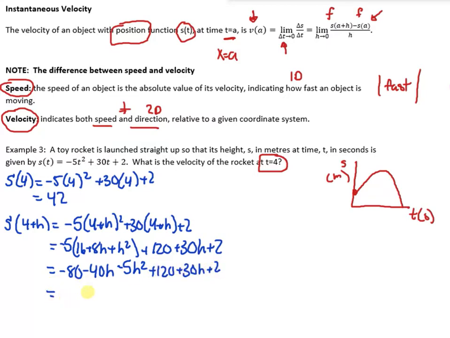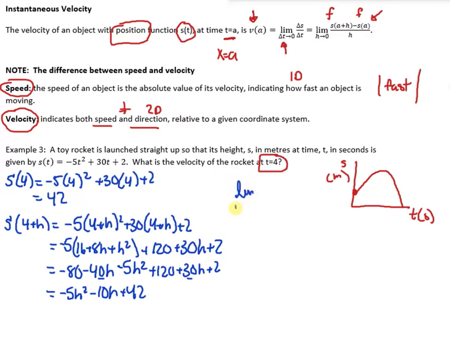So long. Okay, let's put this in order. Negative 5h squared. We got negative 40h plus 30h, which is negative 10h. And we have negative 80 plus 120 plus 2, which is plus 42. That actually looks like a really pretty number, because when we sub it in, they're probably going to cancel. Now, let's actually sub in this 42 and this negative 5h squared minus 10h plus 42.